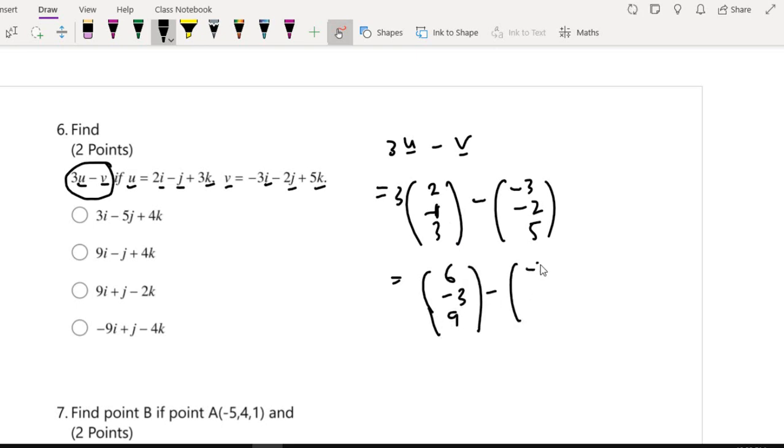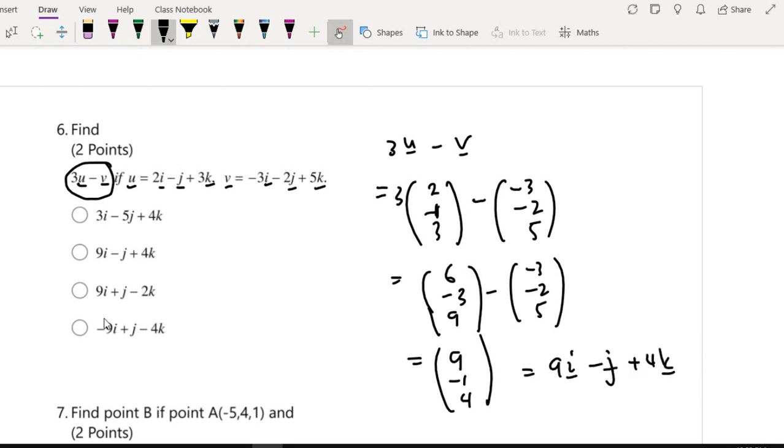Minus negative 3, negative 2, 5. Okay, 6 minus negative 3 is 9, negative 3 minus negative 2 is negative 1, and then 4. Okay, change to vector, and then find the answer: 9i minus j plus 4k.